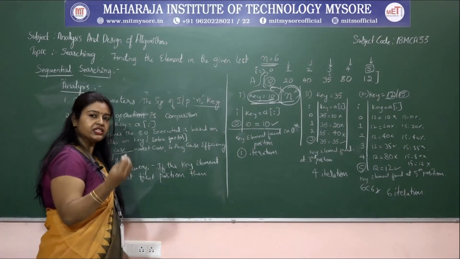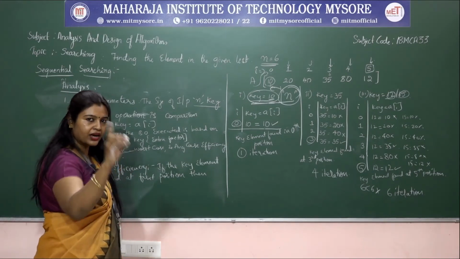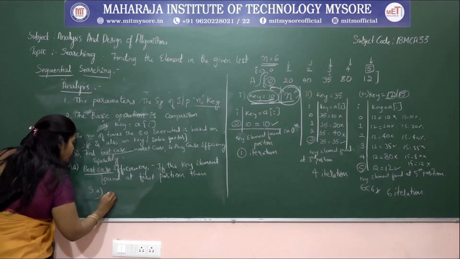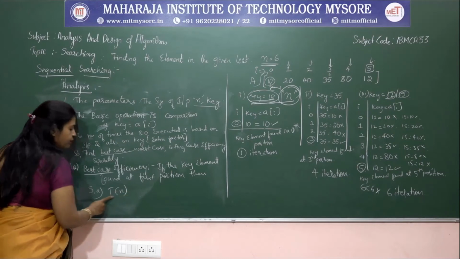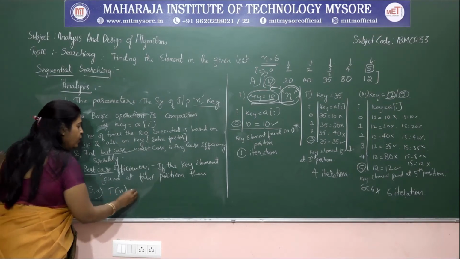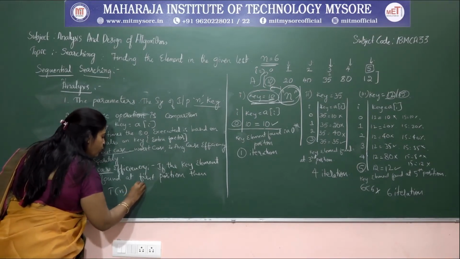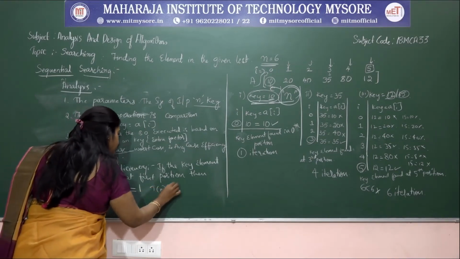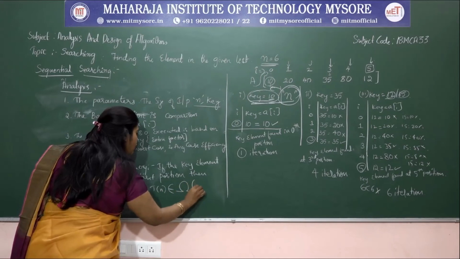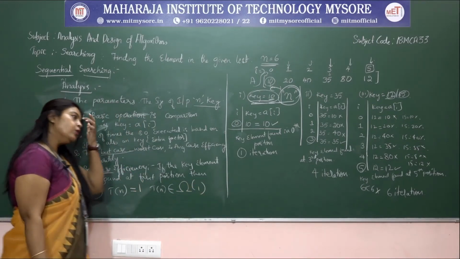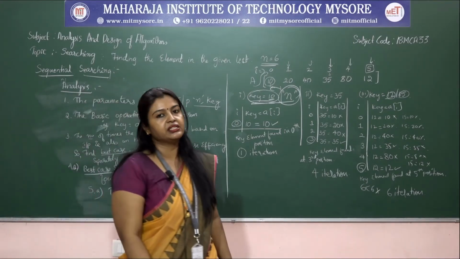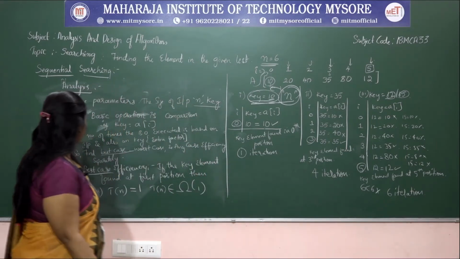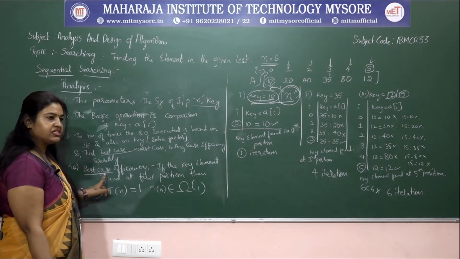But how many times does your basic operation perform? Only one time. So T of n, the number of times the basic operation is executed, will be equal to 1. So your time efficiency belongs to big omega of 1. Only one time your basic operation is going to be executed. So that is 4a, best case.